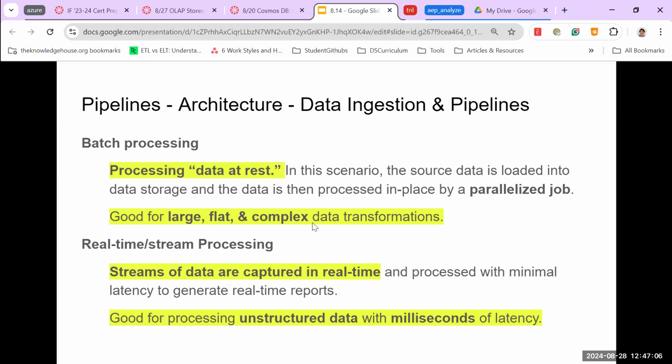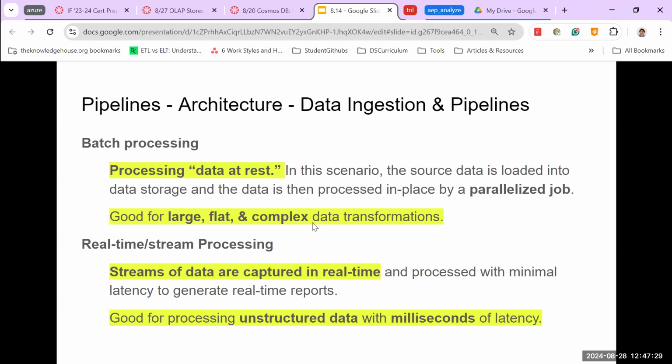Oftentimes, we can use parallel jobs to perform parallel executions on our data set in order to speed up our process. This is great for large, flat, and complex data transformations, which is essentially what we've been doing throughout this entire fellowship. However, there's also something called real-time or stream processing, or also online processing.